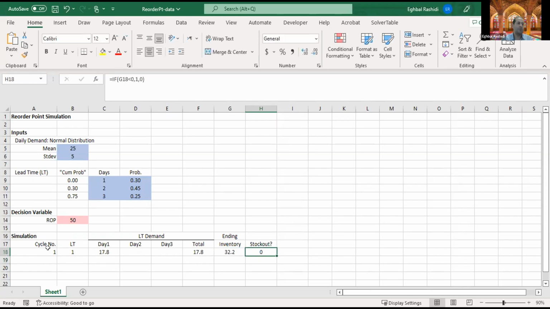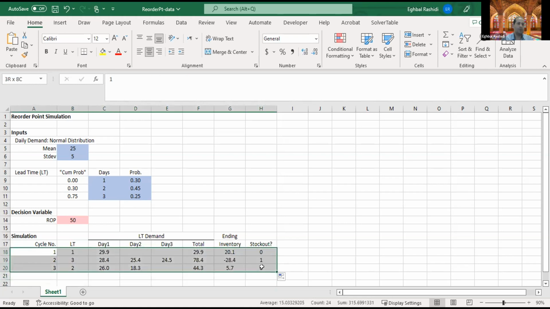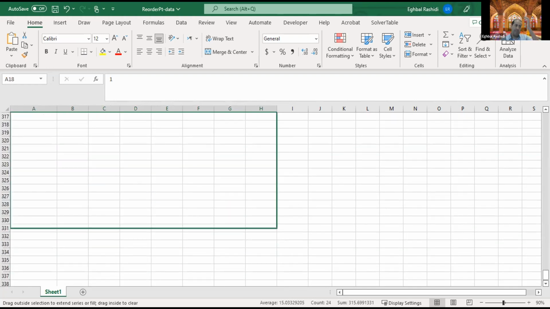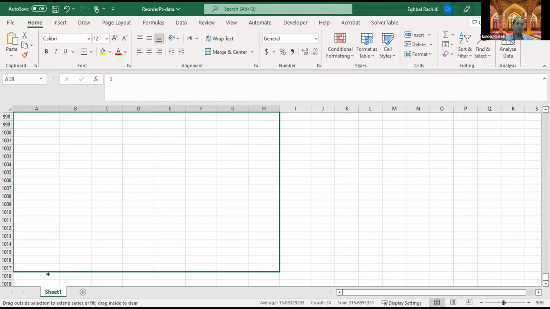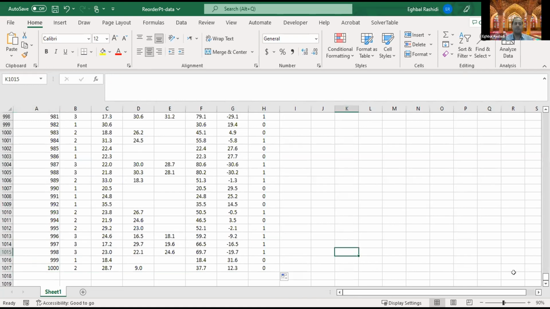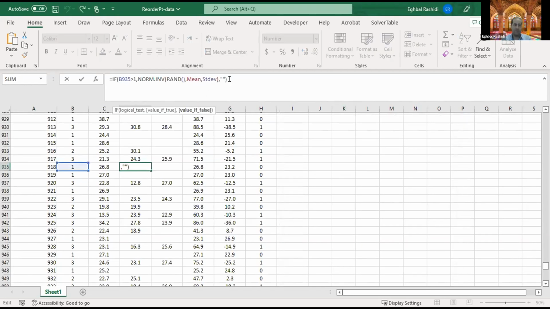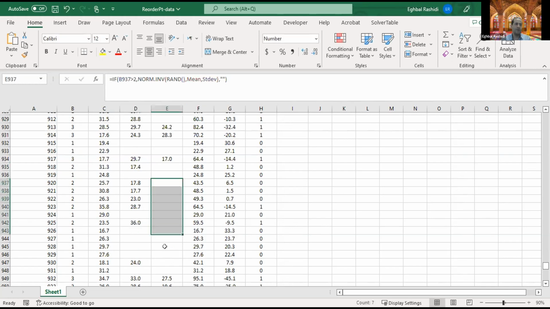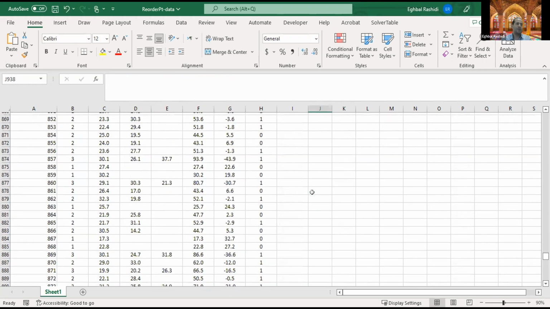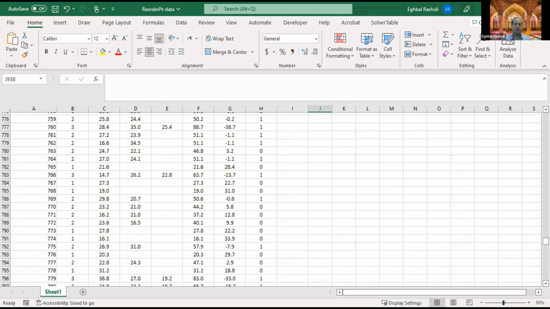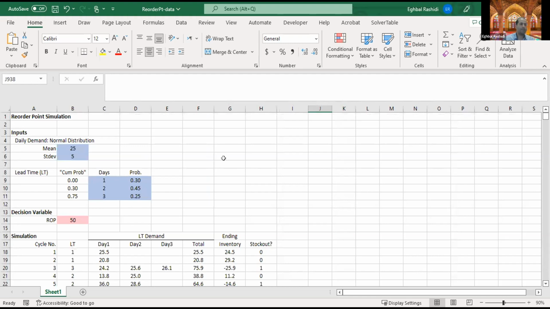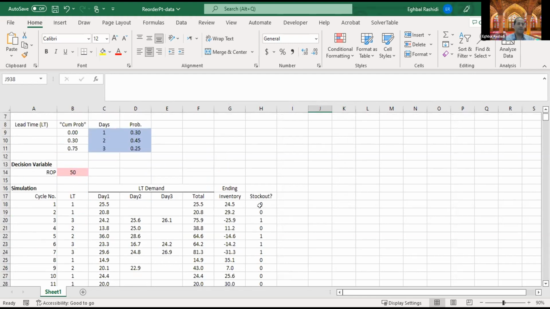Okay. So now I can copy this down here, and then I'm going to drag this down up to 1000. So we do 1000 replications. If we hadn't done the empty space here, you would see a lot of zeros. Right now I think it actually looks better with blanks. It's less messy. Okay, so you see a lot of zeros and ones.